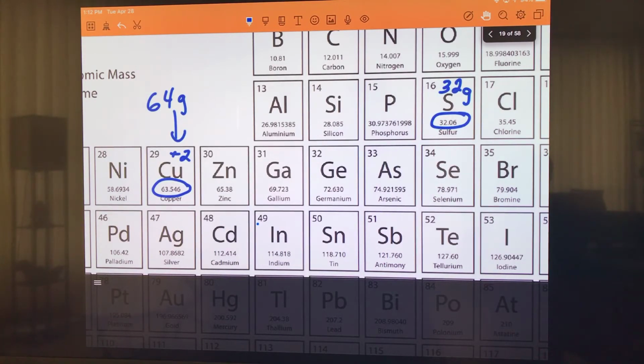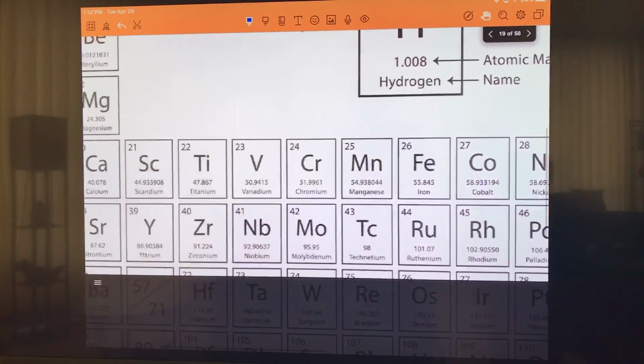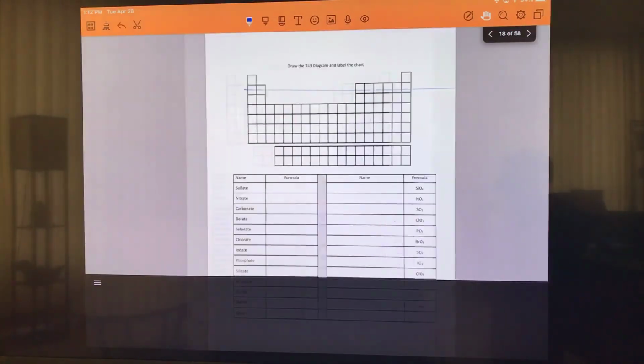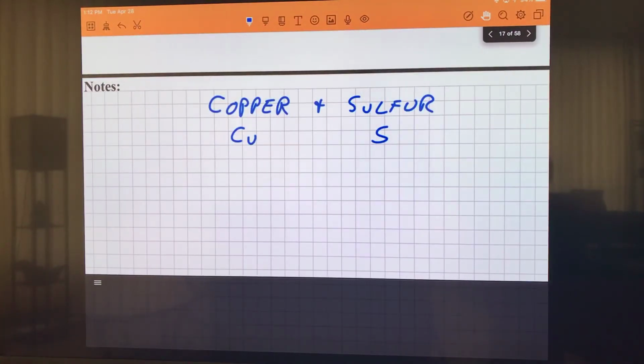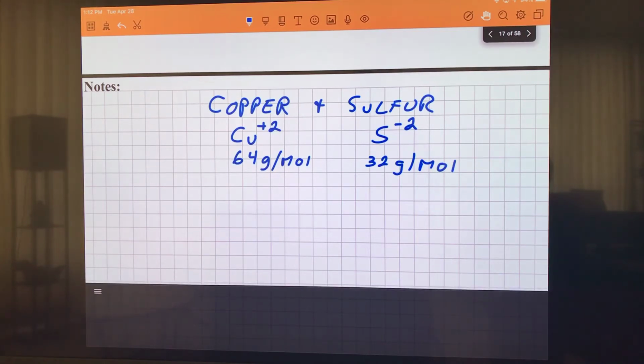All right, let's go ahead now that we have that information, and we'll go back over here. So copper is +2, sulfur is -2. This one was 64 grams per mole. This one was 32 grams per mole. So I'm just getting some basic information here for us to be able to go ahead and write a reaction.